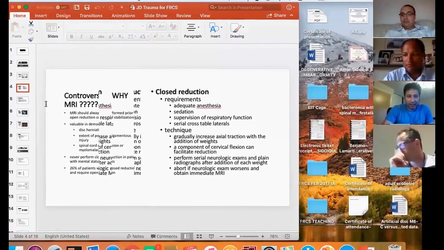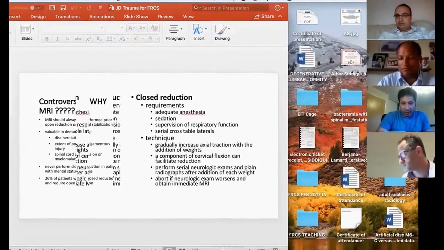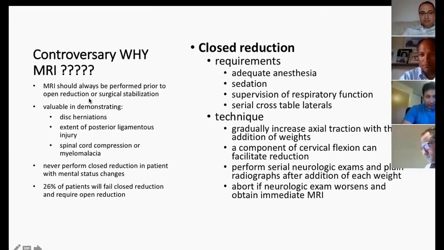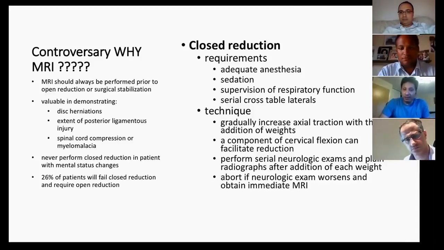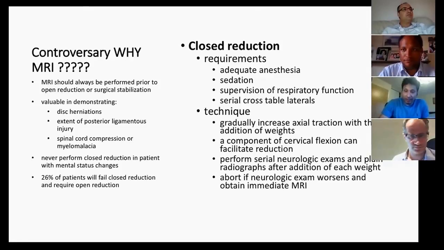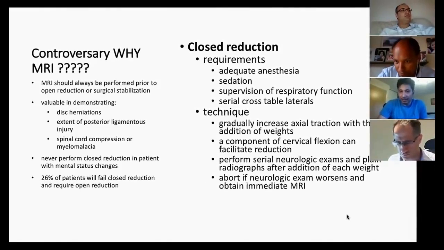No, but in the controversy part, I wrote how you can defend MRI scan. You perform MRI scan prior to open reduction or any surgical stabilization. It's valuable in demonstrating disc herniation and the extent of posterior ligamentous injury, so it's quantifying the injury as well. It tells you whether the spinal cord has been compressed or there is established myelomalacia. Never perform closed reduction in a patient with mental status changes, and when 26% of patients fail closed reduction, you then go and get an MRI scan. So MRI scan is essential.